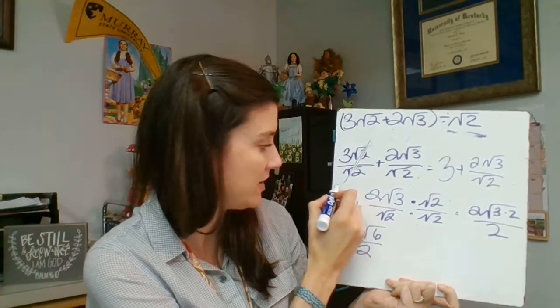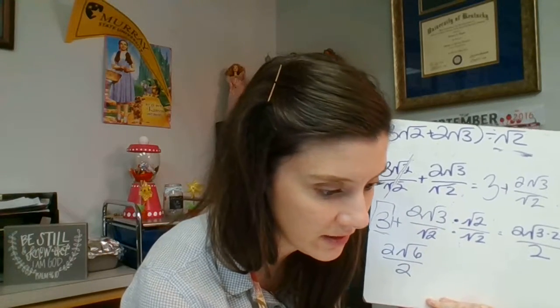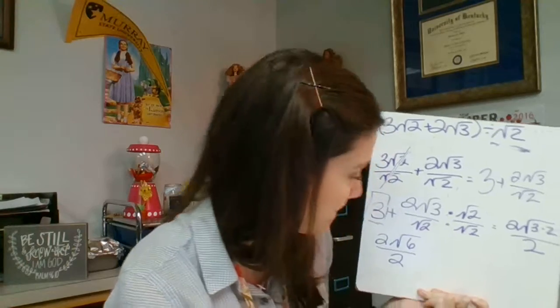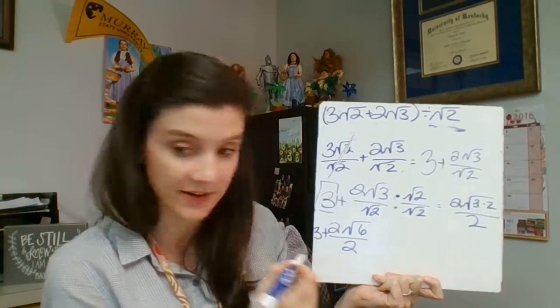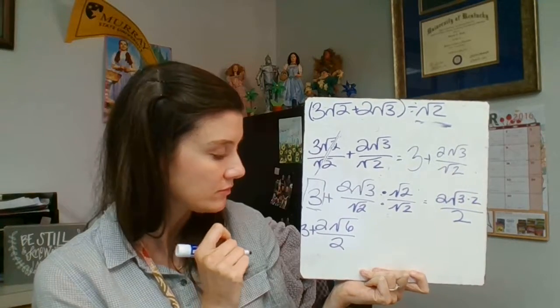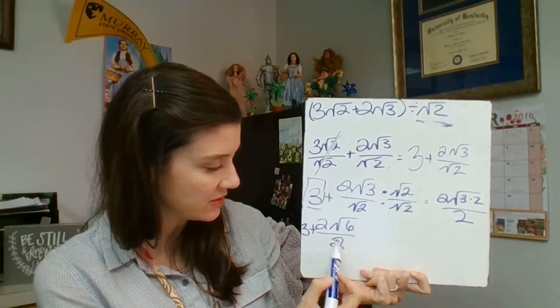Oh, I forgot, we had a 3 plus here as well. Hold on just a second, I left out the 3. Alright, so I'm going to put it here. That was all, 3 was being added to it. I'm sorry. So now you should have the step 3 plus 2 square root 6 over 2.